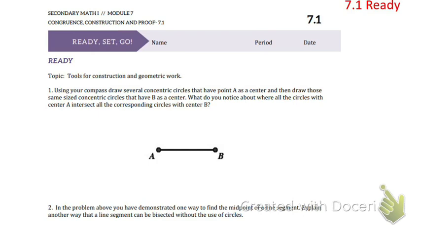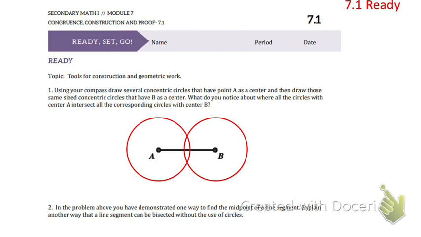Okay, so we want to draw these circles centered at A, centered at B, and look at where they're intersecting. All right, so the first circle really doesn't matter what diameter you use, so just set your compass and draw a circle centered at A. Now take your compass, move the point over to B, and draw that same size circle, but now centered at B. Okay, look at where they intersect.